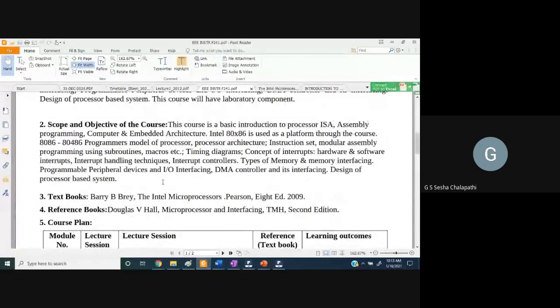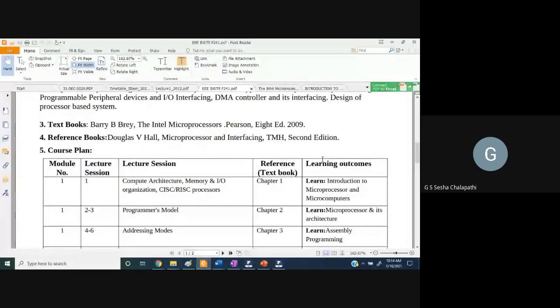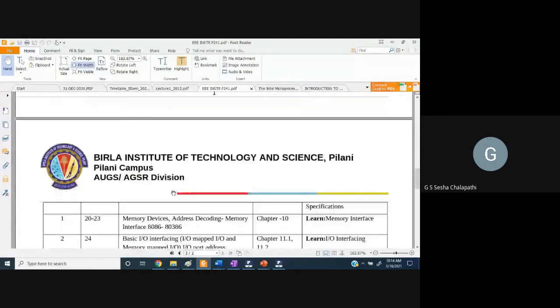The textbook for this is Barry Brey, The Intel Microprocessors, by Pearson, 8th edition. That is the book that we'll be following. We'll also have a reference book, which is also a very good book, Douglas V. Hall, Microprocessors and Interfacing, by TMH, the second edition. We'll start off with computer architecture, memory and I/O interfacing, and CISC and RISC processors first, and the other aspects which I have already talked about.